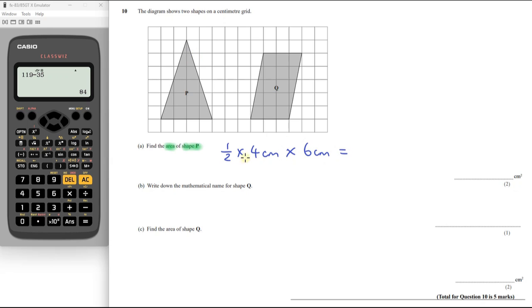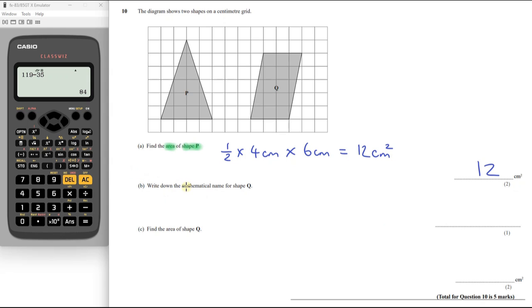So a half times 4 is 2. 2 times 6 is 12. So it's going to be 12, and we've got centimetres times centimetres. So our units are going to be in centimetres squared, but we don't need to write that in our answer line. It's already given to us. So it's just 12. Okay, let's look at part B now.